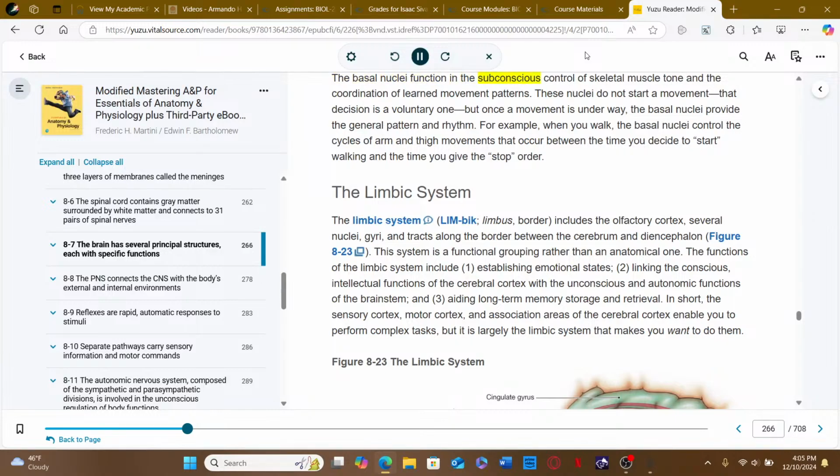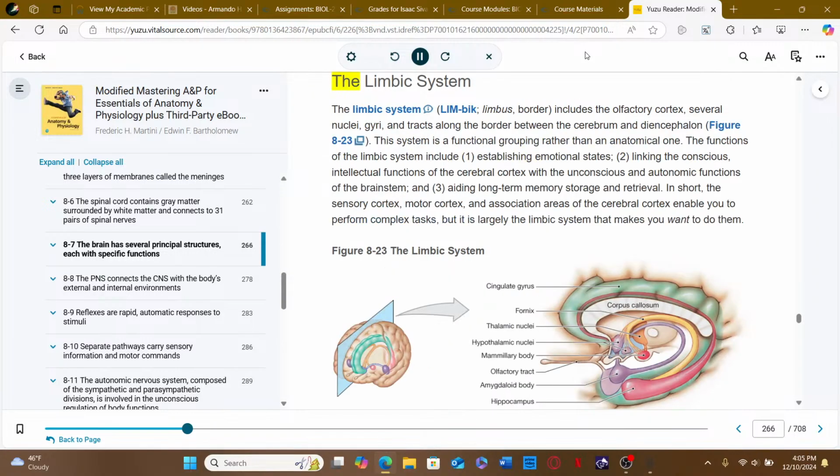The basal nuclei function in the subconscious control of skeletal muscle tone and the coordination of learned movement patterns. These nuclei do not start a movement. That decision is a voluntary one, but once a movement is underway, the basal nuclei provide the general pattern and rhythm. For example, when you walk, the basal nuclei control the cycles of arm and thigh movements that occur between the time you decide to start walking and the time you give the stop order.